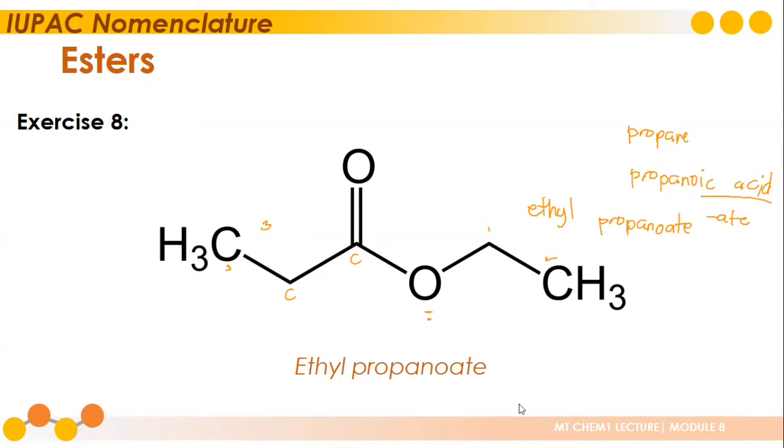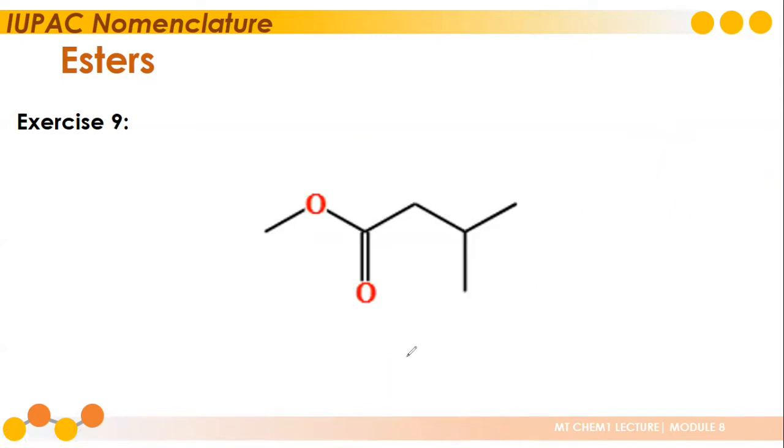Let's try another example. Again, for this compound, we will have to identify which is the alcohol group and which is the acid group. For the alcohol group, we have to look for the alkyl attached to our oxygen. So here is the oxygen that we are talking about, and we have one alkyl group attached to it. So we have methyl. And then on the other side, we have 1, 2, 3, 4, and then we have a substituent, which is another carbon alkyl group. So we have here 1, 2, 3, 4, we have butane.